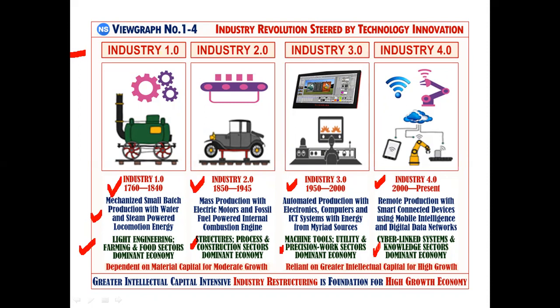Type of enterprises, cyber-linked system and knowledge sector dominant economy. Please note that in this earlier phase, Industry 1.0 and 2.0 were dependent on material capital for moderate growth. In this later part, Industry 3.0 and 4.0, we have relied more on greater intellectual capital for higher growth. A couple of things: material capital intensity here, moderate growth; technology capital intensity here, higher growth.